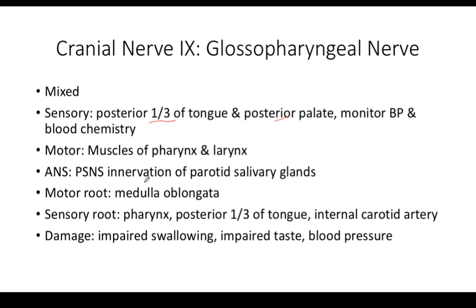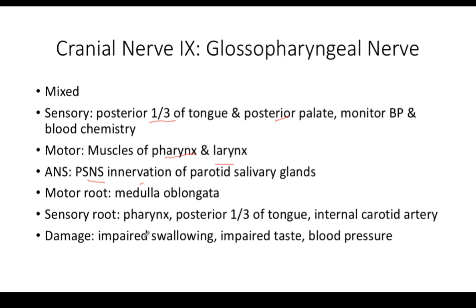The motor aspects of this nerve innervate various muscles of the pharynx and larynx. Basically, muscles we use for swallowing, what books refer to as pharyngeal constrictor muscles. And there's also some autonomic as well. There are parasympathetic preganglionic neurons that innervate the parotid salivary glands, the other third major type of salivary gland as well, the largest of them. The roots of these are in the medulla oblongata, and the sensory aspect of this branch is from the pharynx, again, the posterior third of the tongue, and the internal carotid artery. Again, when I said root in this first one, I meant motor.